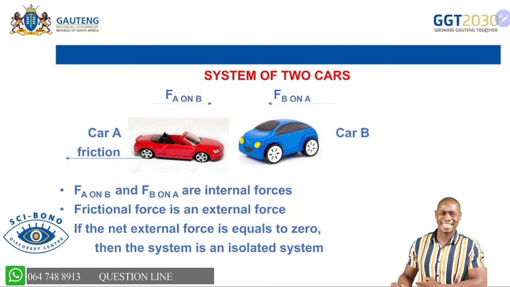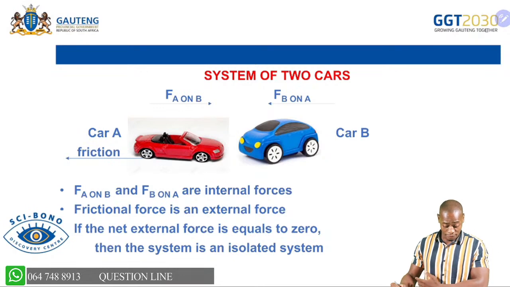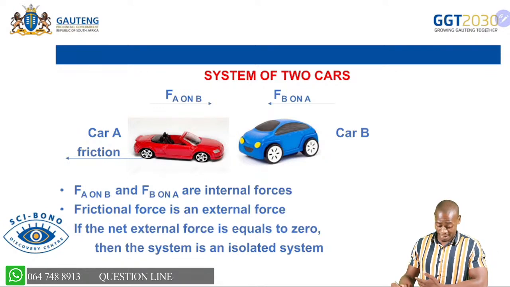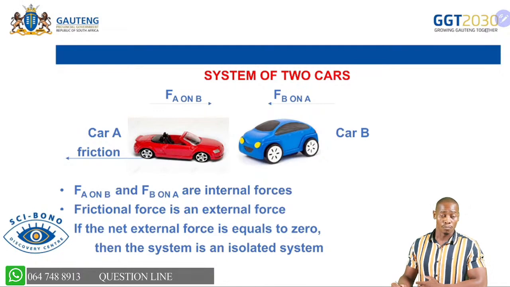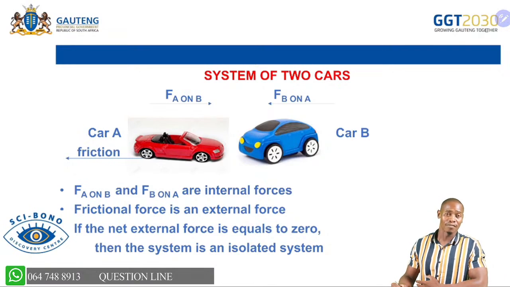Then if we talk about internal forces, right? If these two cars A and B collide, the force exerted by car A on car B and the force exerted by car B on what? On car A. Those are internal what? Forces, okay? So force A on B and force B on A, those are internal forces. Then if we talk of external forces, for example, frictional force, it's an external what? It's an external force. So by now, I believe that you know the difference between internal forces and external forces.